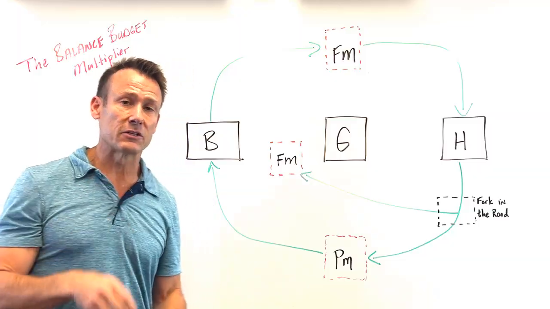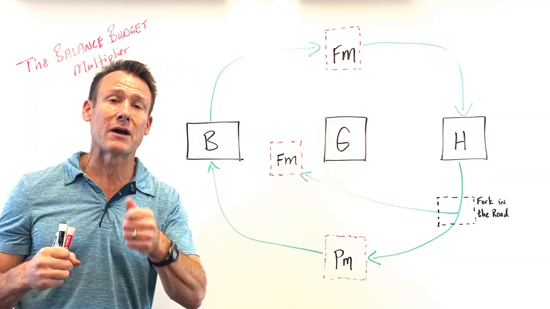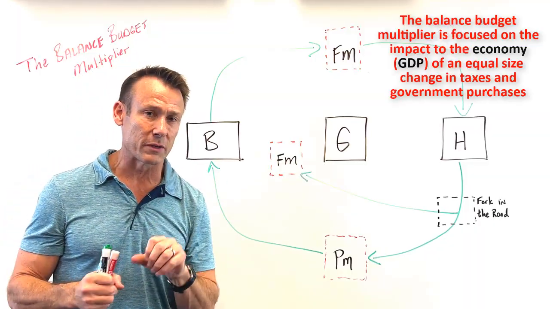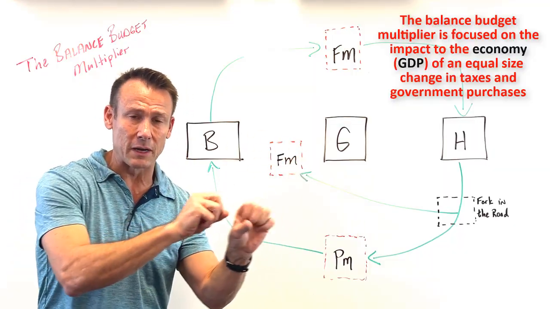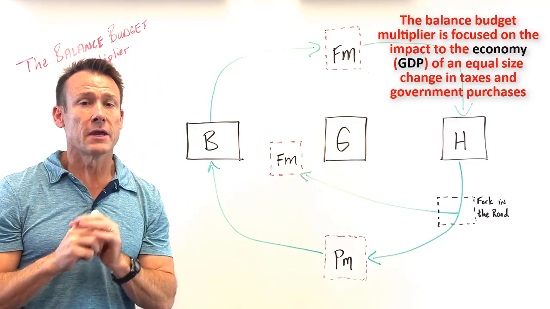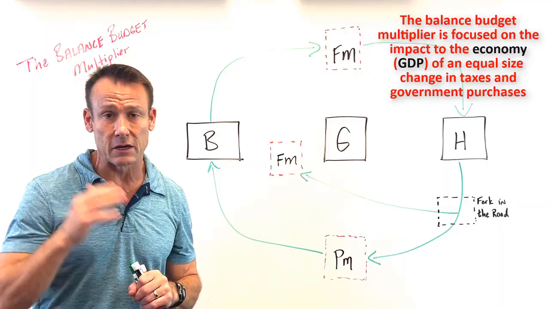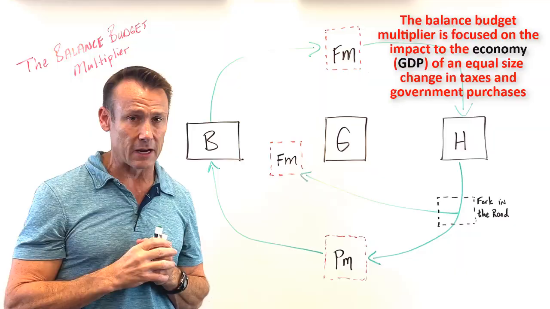So, in that situation, what is going to be the impact on the economy? That's what the balanced budget multiplier is all about. Again, just to make sure that you're with me, we're focusing on changes to both sides of the government's budget, the outflows and the inflows, okay? And again, one more time, in this video, we're going to increase government purchases by $100 billion, increase taxes by $100 billion, and see the impact on the economy.